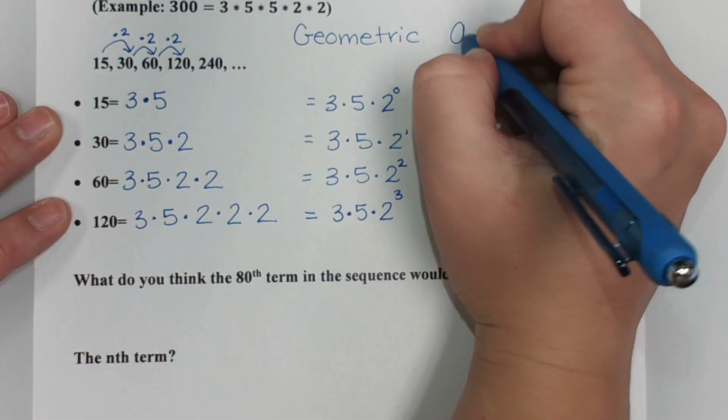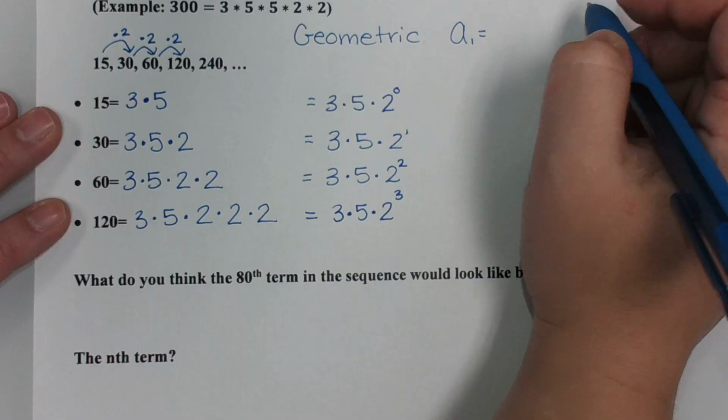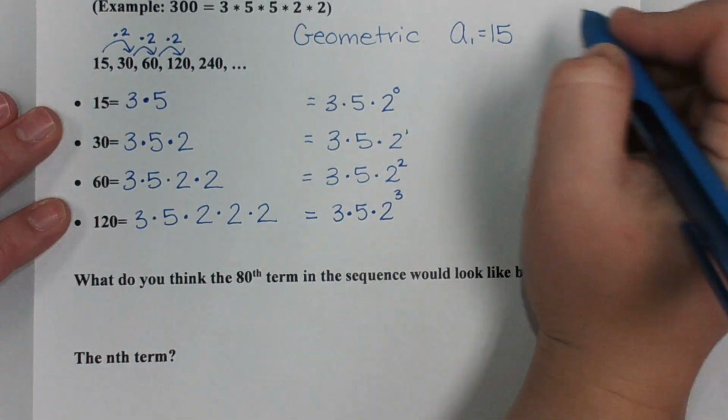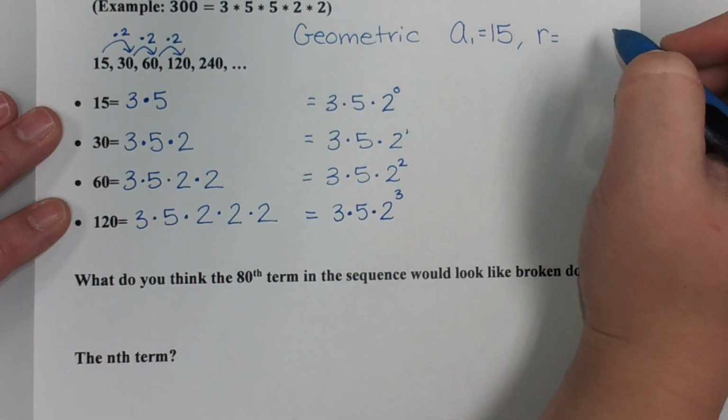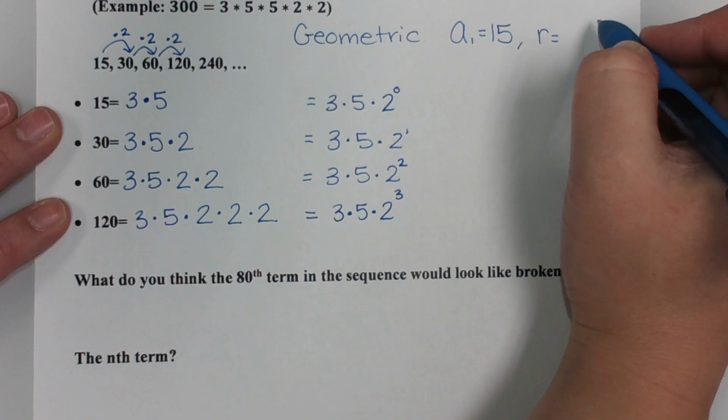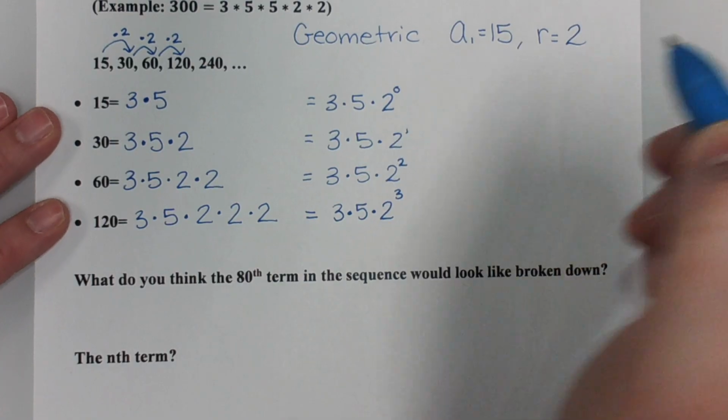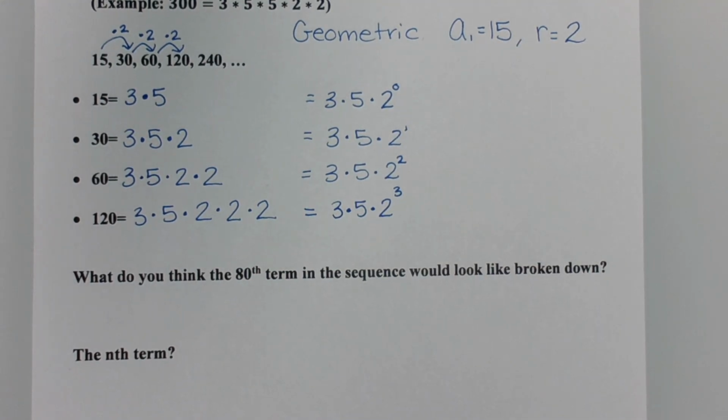What is a sub 1? 15. What is r? 2. The constant ratio. It's the number it multiplies by every time. It's kind of like the constant difference, but it's the geometric version.